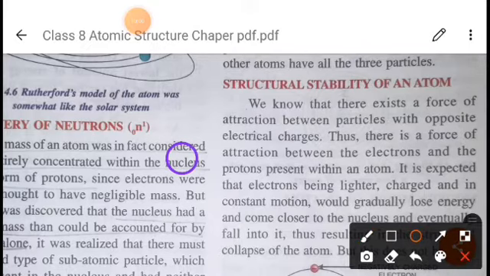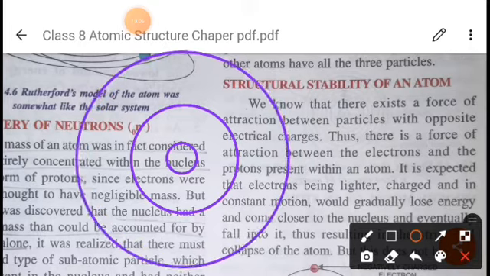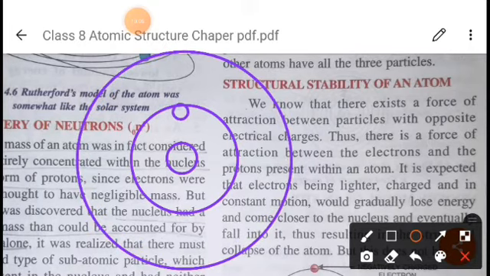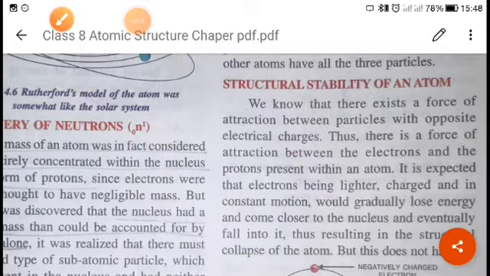Suppose here there is an electron, here also an electron, here also an electron, like this. So what we have seen is that these electrons are there. Suppose we take only one electron.